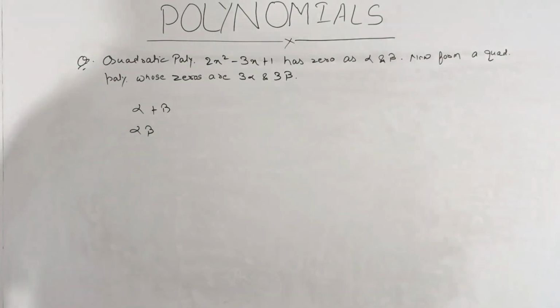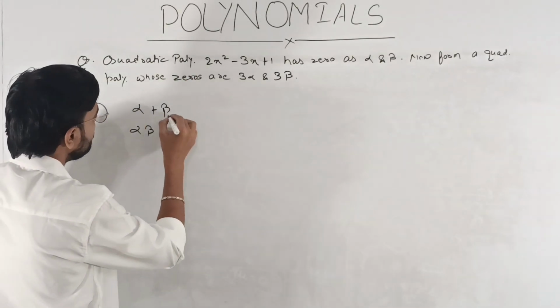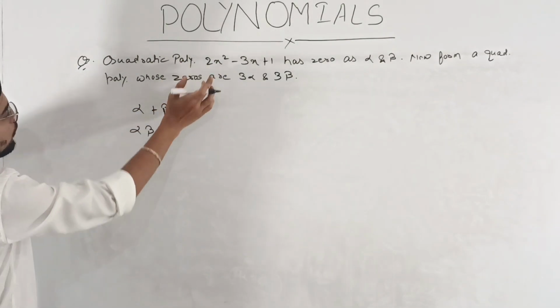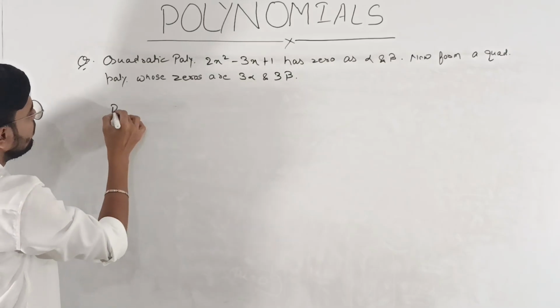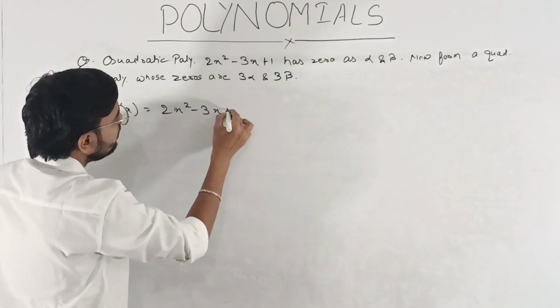Okay, first you have to find these two. Then after finding these two, read the next part of the question. So first we find alpha plus beta for this polynomial. Okay, so first I write which polynomial: p(x) is equal to 2x square minus 3x plus 1.